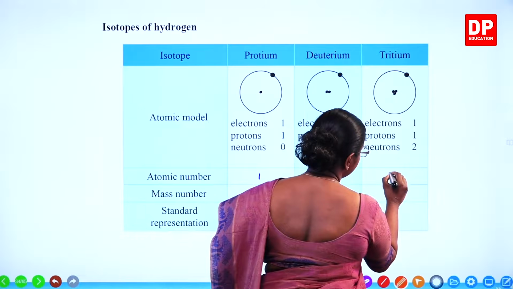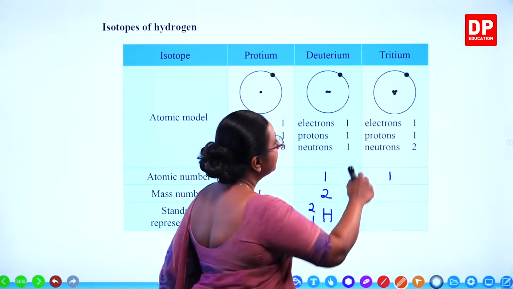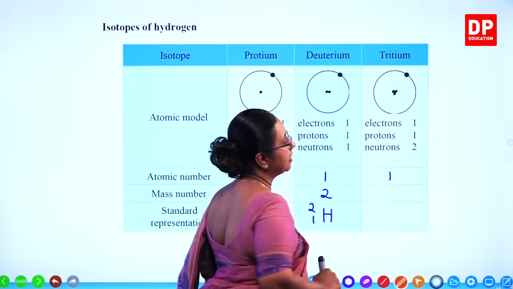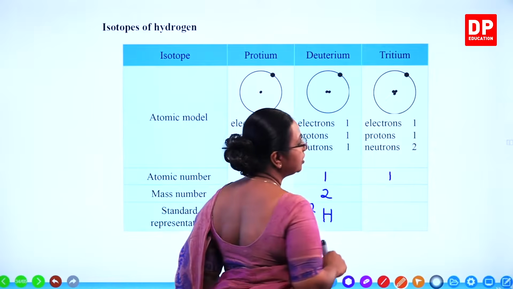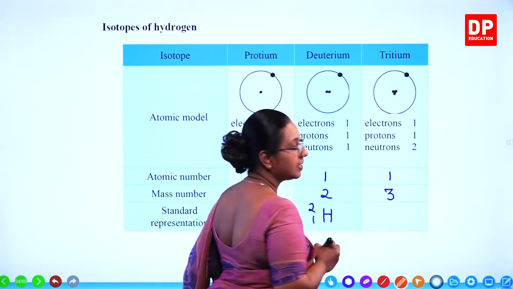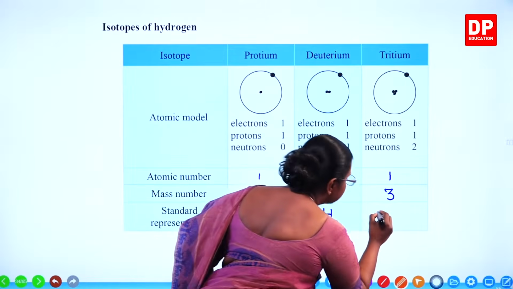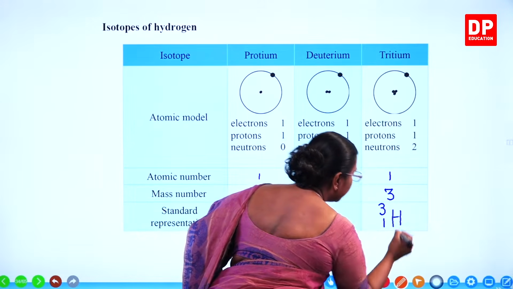1 electron, 1 proton, atomic number 1. But there are 3 subatomic particles in the nucleus. 1 proton and 2 neutrons. So the mass number is 3. And the standard representation is 3, 1 hydrogen.